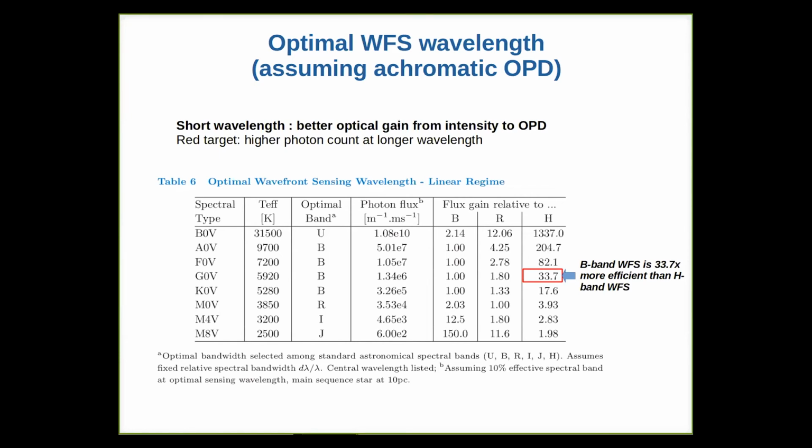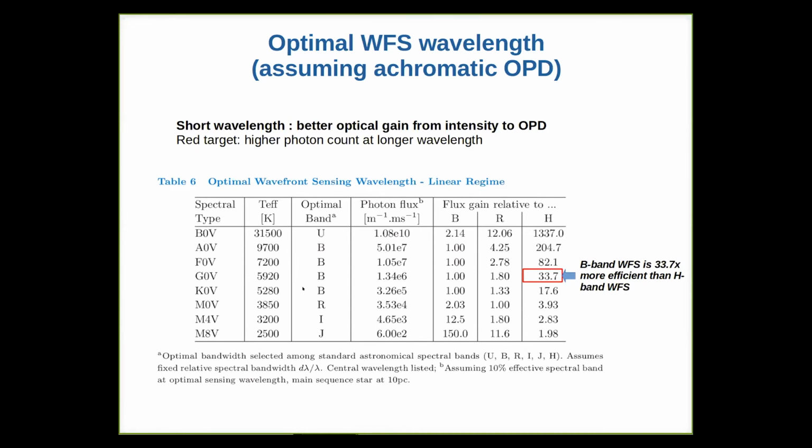And so as we reduce the wavelength, that phase becomes a smaller number of nanometers in OPD. So this is a table that lists this. This is the spectral type of star. If we take a sun-like star or even a K-type star, we find that the optimal wavelength sensing band is B band.